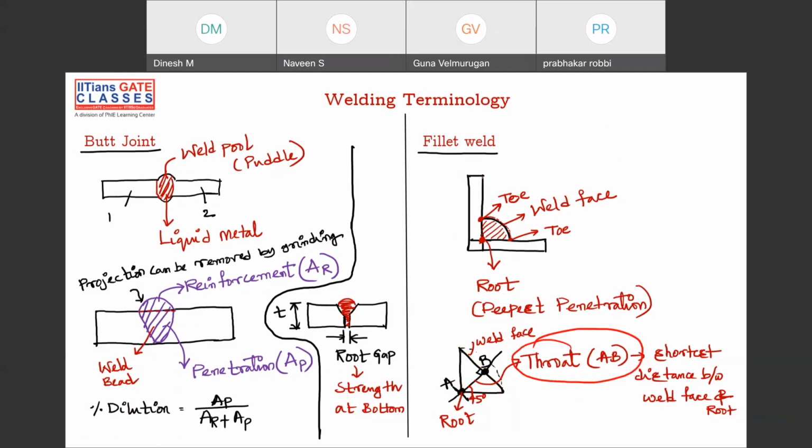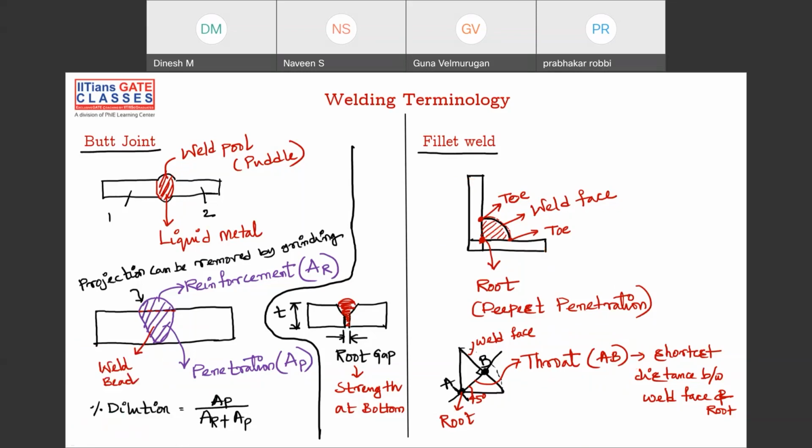If you are trying to apply some mechanical load like this and maybe something like this, the throat is very important because that is the weakest section where it can try to break, because that is the very smallest distance. Or it might break off at the cracks. The propagation of crack might occur at so and so positions. Okay, so that is what the throat is.